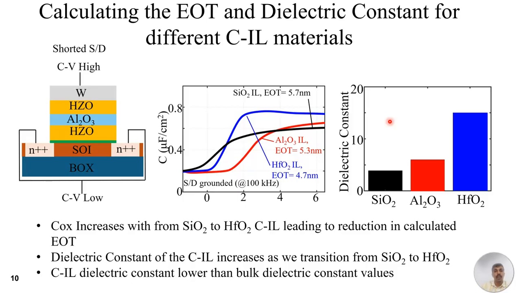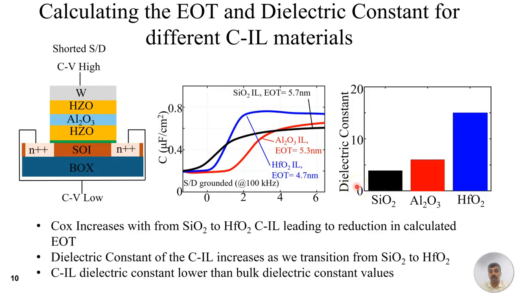Now, to calculate the EOT and the dielectric constant, we did split CV measurement. The connection scheme for split CV is shown here, where we short the source and the drain, and the CV measurement is shown over here. As we see, when we go from SiO2 CIL to HfO2 CIL, the oxide capacitance increases, and we calculated the EOT value. The EOT value tends to decrease from 5.7 nanometer to 4.7 nanometer as we go from SiO2 to HfO2 CIL.